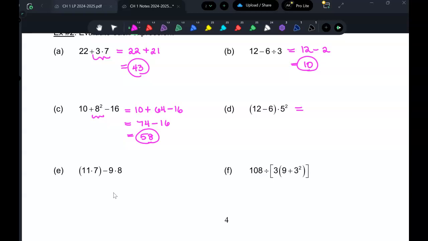All right, the most powerful operation in this case is the parentheses. So we're going to do that first. 12 minus 6. And then 6 times 25. Excellent. If you have 6 quarters, you have $1.50, right? 4 quarters is $1. 6 quarters is $1.50. Anytime you multiply by 25, think about how many quarters you have. That's what I do.